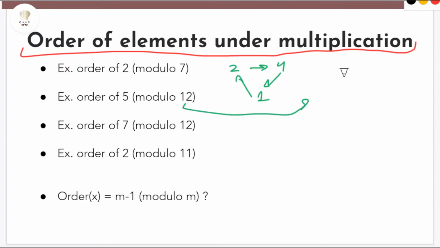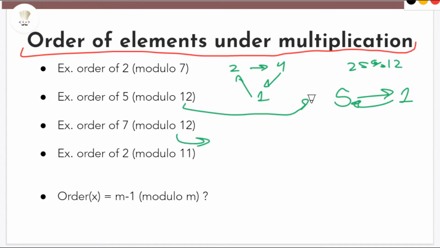Let's see order of 5 modulo 12. We have 5. Multiplied by 5, we get 25. So 5 into 5 is 25, and 25 modulo 12 is just 1, right? And we can come up to 5 as well, because 1 into 5 is 5.